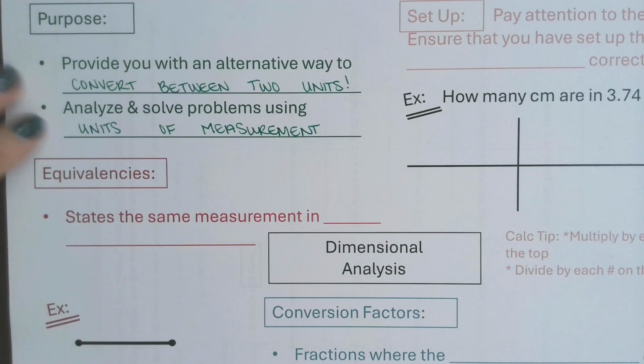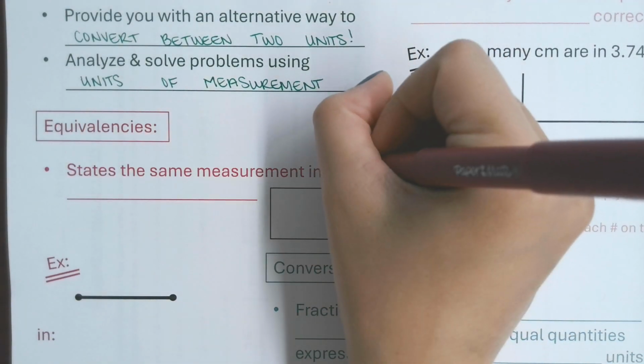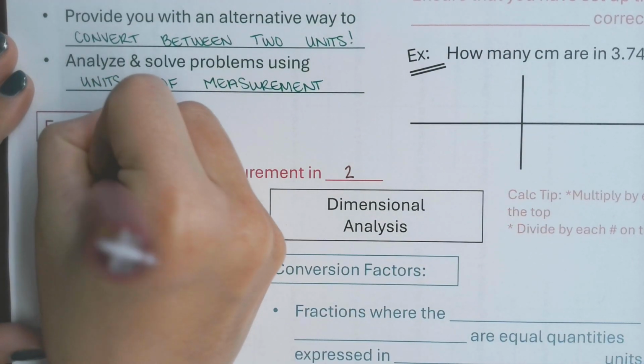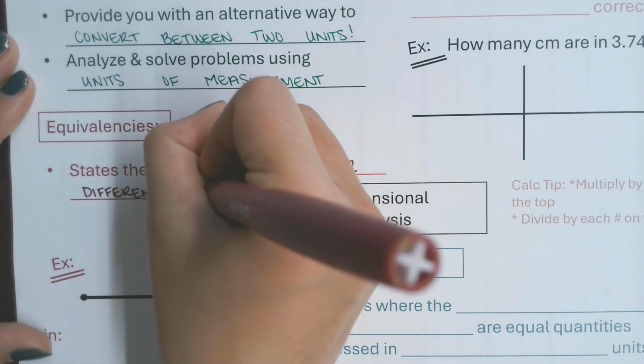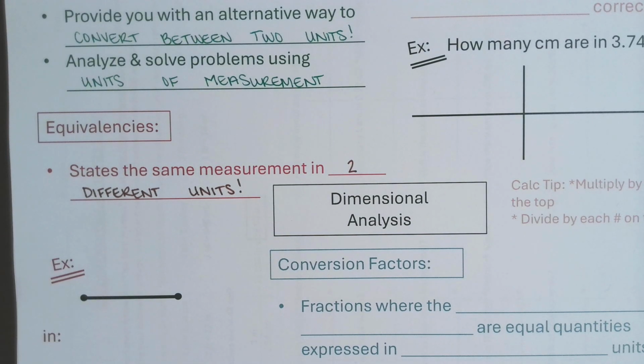Okay, so here's our 2 goals today. And we're going to break down how to do a problem and the things that go into that. So the place dimensional analysis actually starts is with what we call an equivalency. Okay, so your equivalency states the same measurement in 2 different units. Different units, but it's the same measurement.